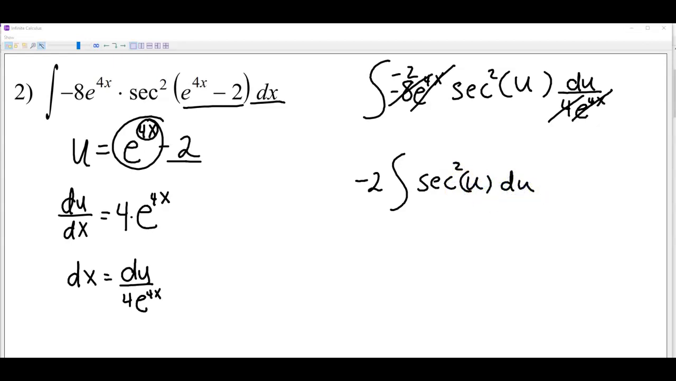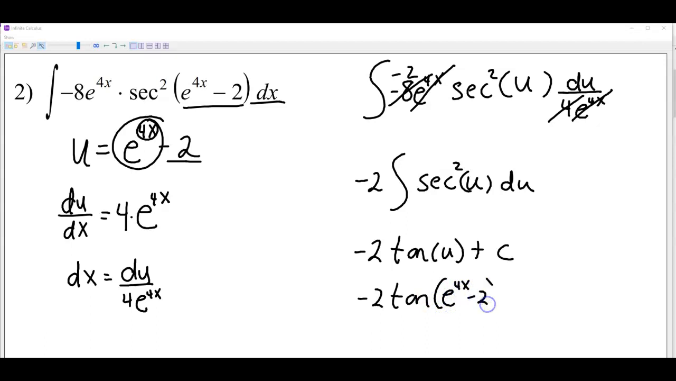All right, and then the integral of secant squared is tangent. And then finally, we're just going to replace the u with the original value of u, which is this. And then we're all done. So that's how the trig integration is going to work. You're going to do your u substitution and then integrate.